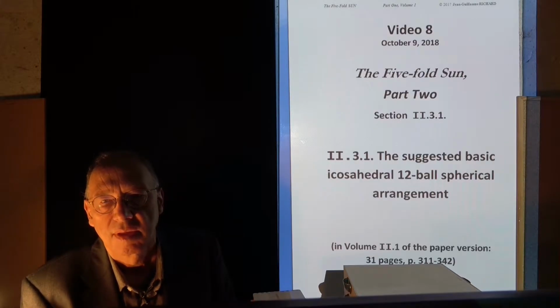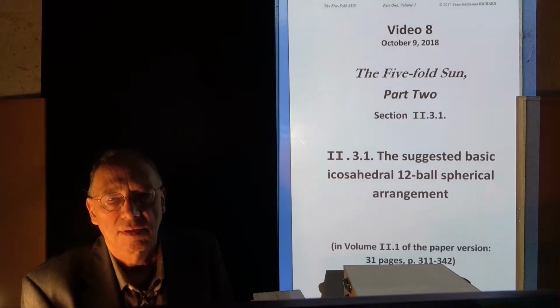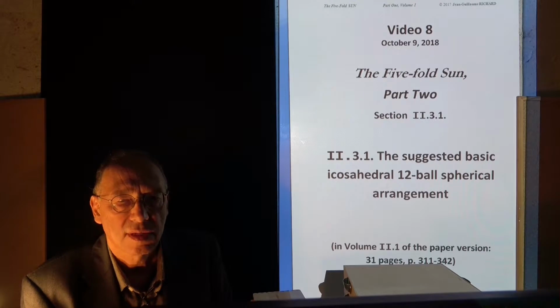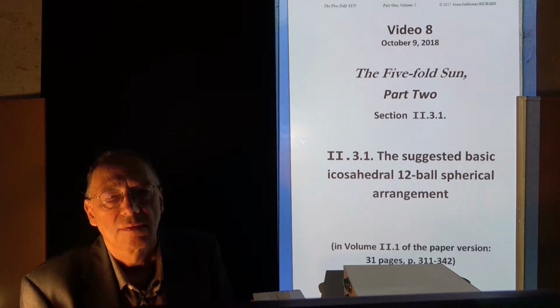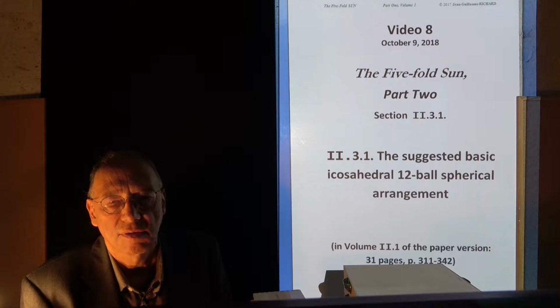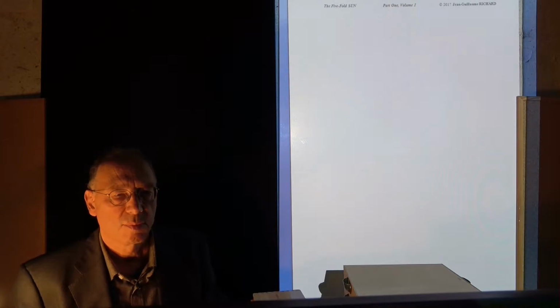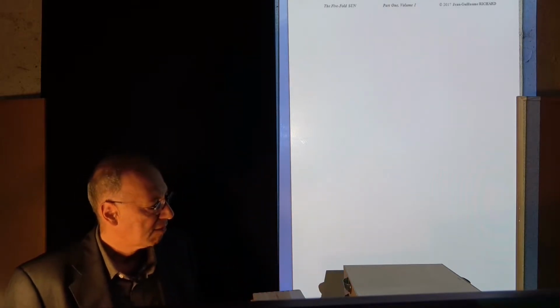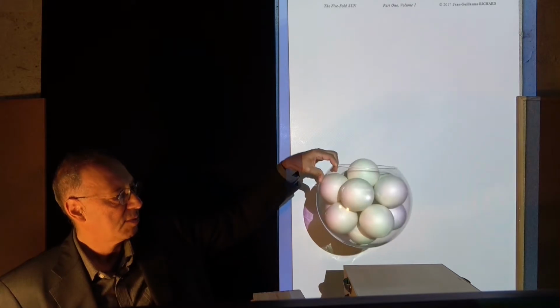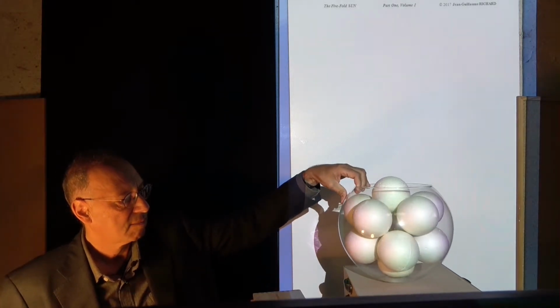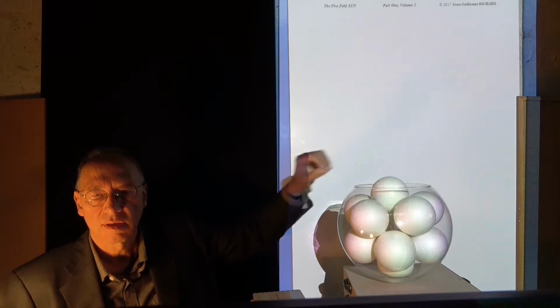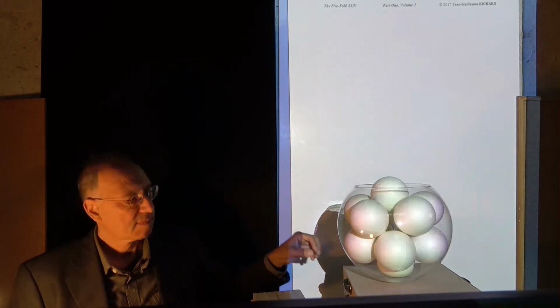This video now concentrates on the suggested basic icosahedral arrangement to be matched with solar phenomenology. It is an icosahedral arrangement which is based on 12 spherical balls. The model which is proposed for the fivefold symmetrical geometry, which is envisioned in the Sun, is this.